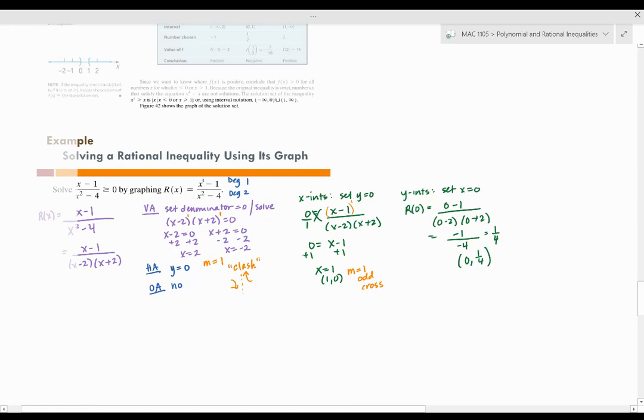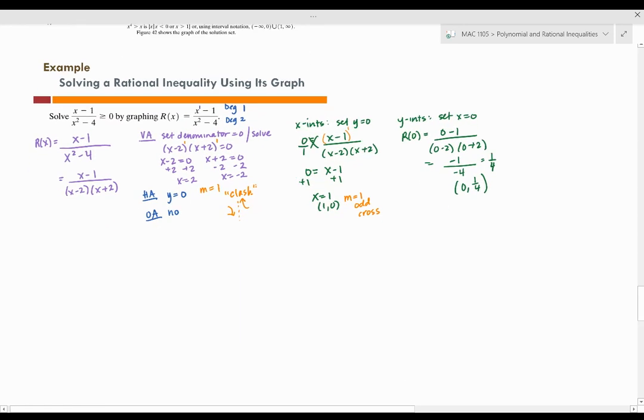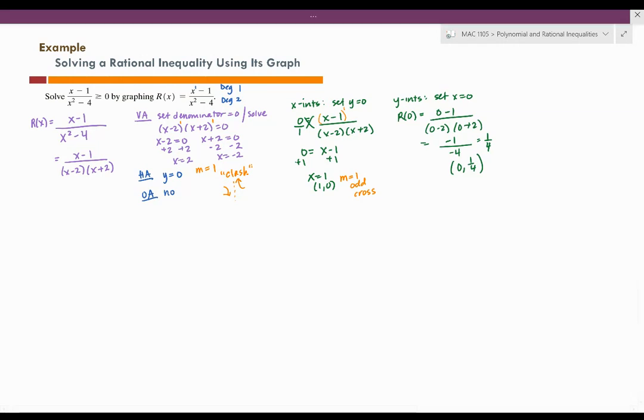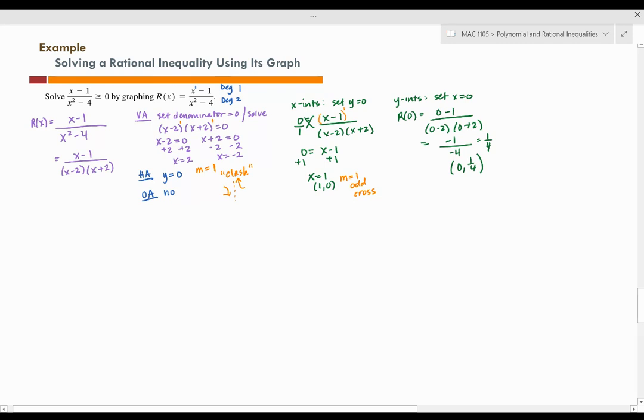All right, so now that we have most of our information, we need to draw a number line so we can figure out our intervals of where our graph is going to be either above or below the x-axis. Now on this number line, you're going to put your x-intercepts, if you have any, your vertical asymptotes, and any holes. So I have 2 vertical asymptotes, and I have 1 x-intercept.